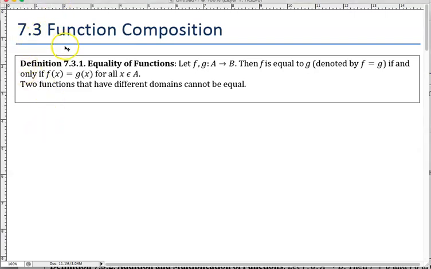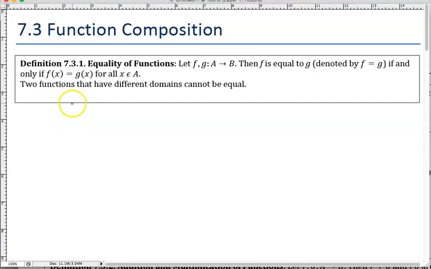Alright, so let's look at the last section of this chapter, which is on function composition and inverses. First we're going to start with the definition of the equality of functions. If we let f and g be functions from set A to set B, then f is equal to g if and only if f of x equals g of x for all x in A, in the domain.